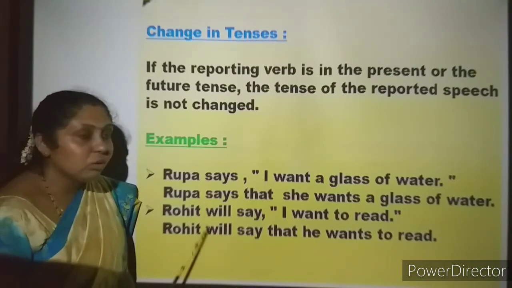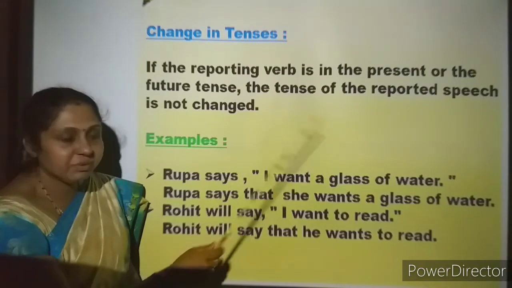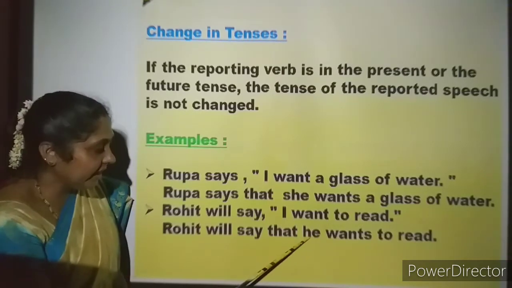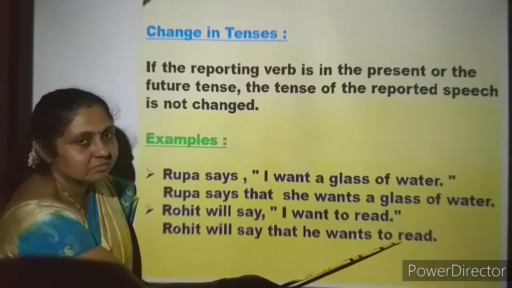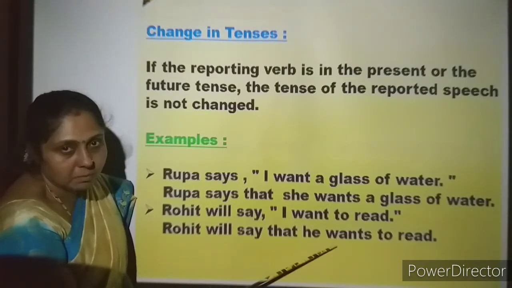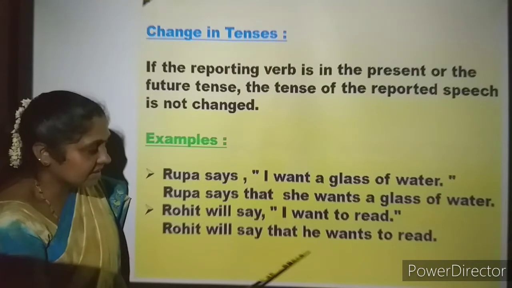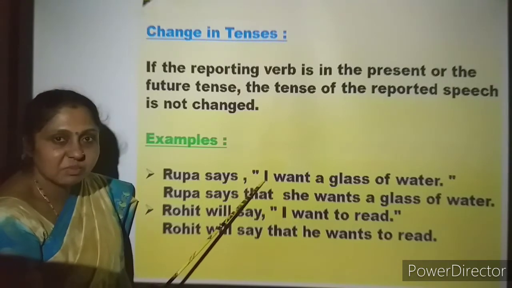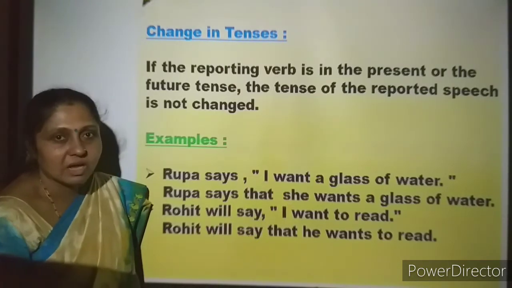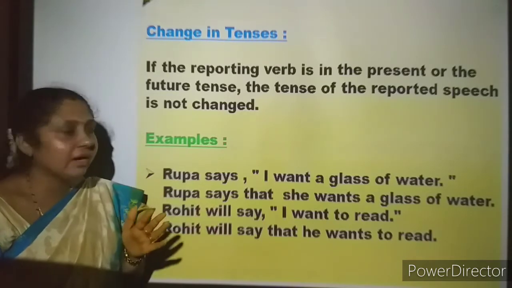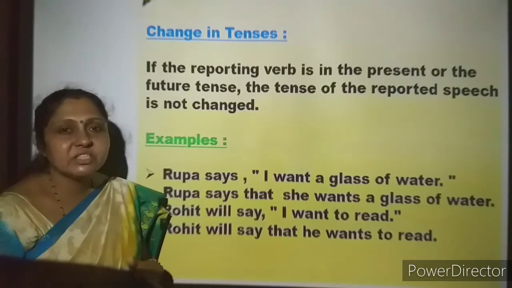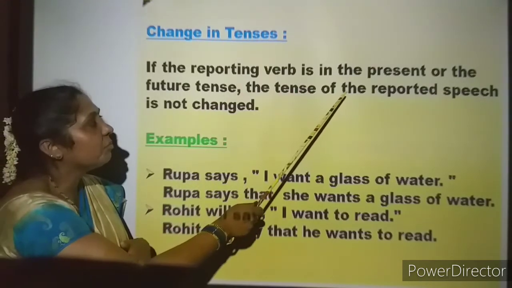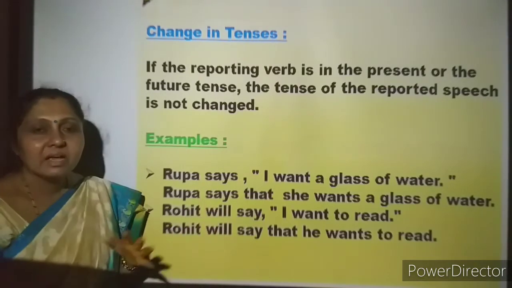So wherein we don't go to change the tense of the reported speech, but we have only changed the pronoun again. I want to read. He means Rohit wants to read. So there is a change regarding the verb. Want has changed to wants because it is third person singular. Here it is first person singular. Here also you have first person singular. This is third person singular. So this is one main thing you have to keep in your mind regarding the changes when it is in the future tense or the present, especially when the reporting verb is in that tense.